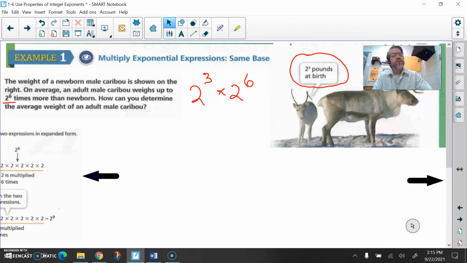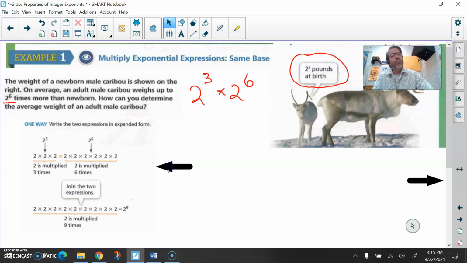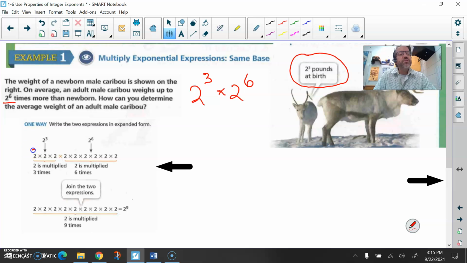So I'm going to show you here, this is what it shows in your book. One way you can do this, you can see here 2 to the 3rd really means 2 times 2 times 2. 2 to the 6th really means you have 6 2's being multiplied together. If you join these all together, you can see we have 9 2's all being multiplied together. So wouldn't it be nicer just to write 2 to the 9th as an expression of the weight of an adult male caribou? Yeah, I think it would be easier, nicer just to write it like that.